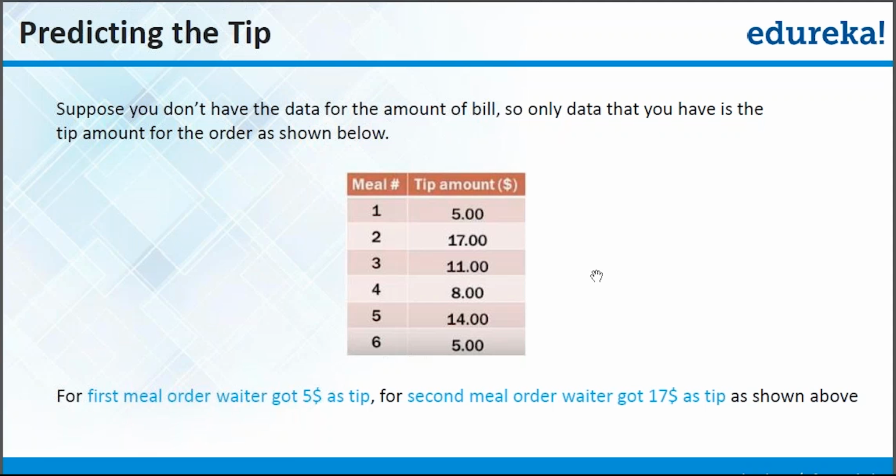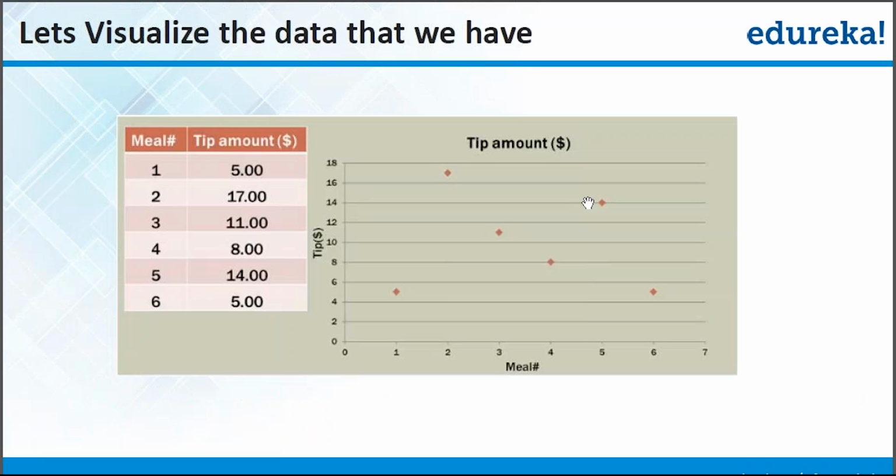Let's say the first meal order is $5 and $17 and things like that, and so on and so forth. If you visualize the data, it is plotted with meal on the x-axis and tip in dollars on the y-axis. If you look at it, just plotted like this, what does this indicate, friends? Can you all tell me what this plot is? Scatter, exactly. It is plotted in a very scattered fashion, a kind of scatter plot.